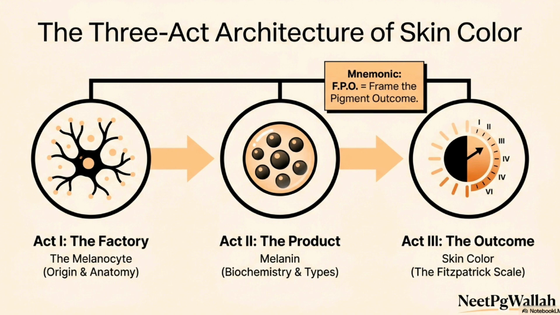If you look on the left, we start with the factory. That's the cell itself. Then we slide over to the middle to look at the product, which is the actual pigment that cell creates. And finally, on the right, we hit the outcome. That's the actual skin shade we end up seeing in the mirror. Factory, product, outcome. Definitely keep that FPO structure in the back of your mind as we go.